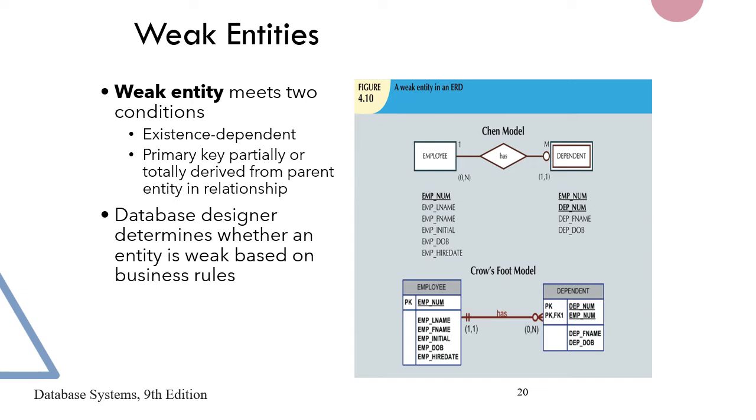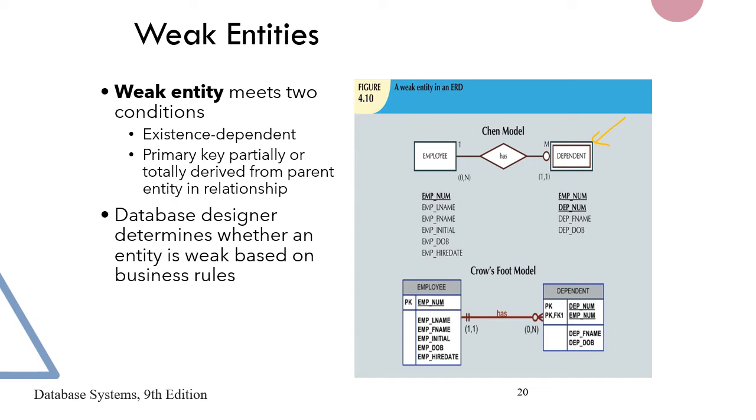Okay, weak entity means two conditions: the existence is dependent, and the primary key is partially or totally derived from the parent. This is the weak entities too. This is a weak entity, which I actually explained earlier here. Weak entities. Okay, dependent and also the employee. Okay, the drawing looks like this. Okay, the double line of the rectangle shows this is a weak entity. So it depends on the employee.